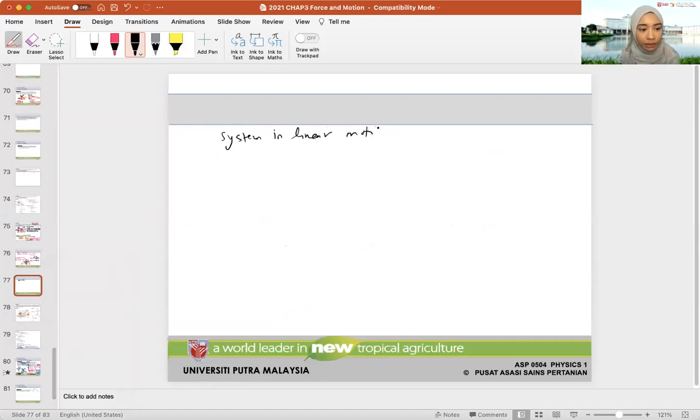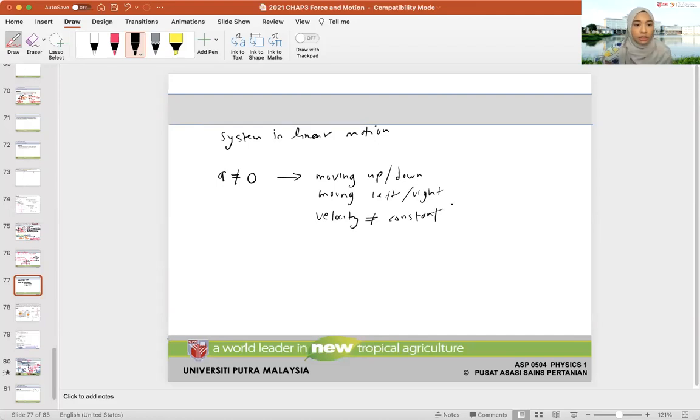Okay, so this is the new part that we learned. So this means that your acceleration is not equal to 0, which means that this object should be moving. Moving how? Moving upwards or moving to the left or right. It can also move downwards. Moving up or down, and then moving left or right. But here, the velocity should not be constant. It keeps on changing. Therefore, you have acceleration. Okay, so we have a system in linear motion.